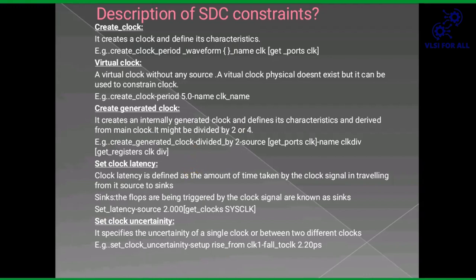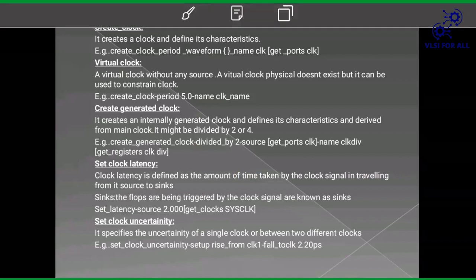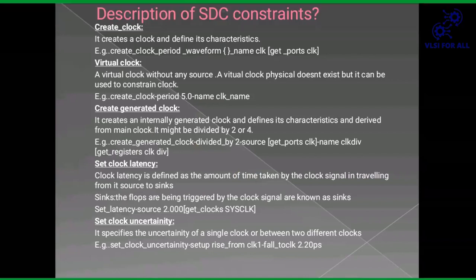So how do we use a command for this create clock? create_generated_clock -divide_by. If it is a divided by 2 clock, we will use divide by 2. If it is a divided by 4 clock, we will use divide by 4. And the source, from which source it is coming, that means from which flop or from which register it is coming. You have to mention those names. So this is the command we use for the create generated clock.